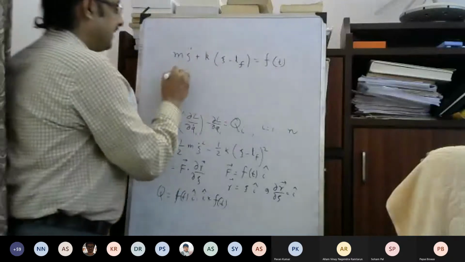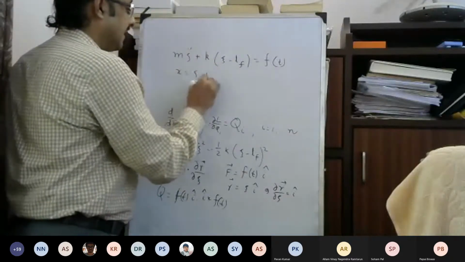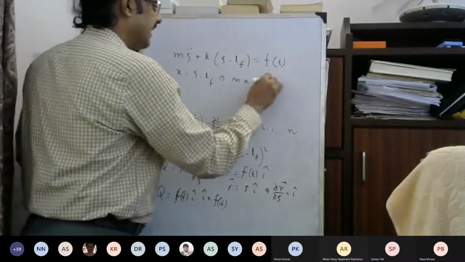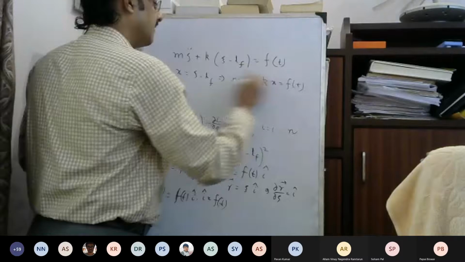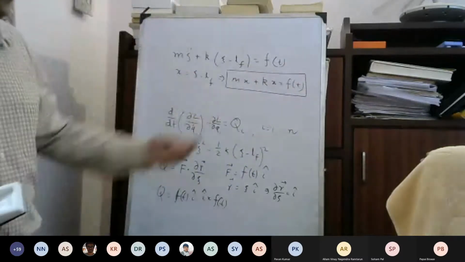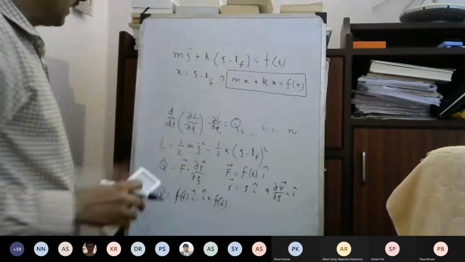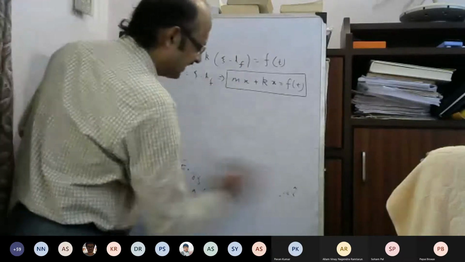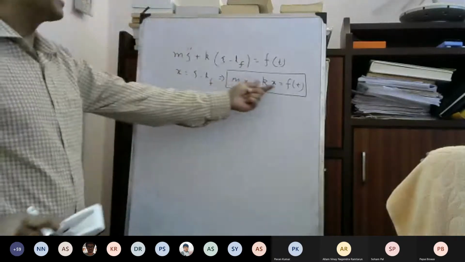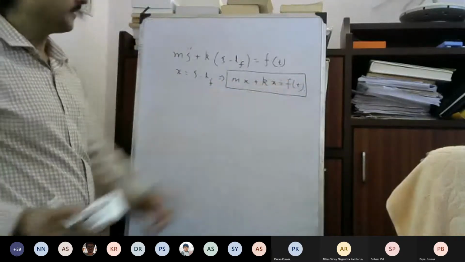Or if you define x as zeta minus Lf, then the equation of motion will be m x double dot plus k x equal to F(t). So this is the equation of motion of the forced system, where F(t) is the forcing.